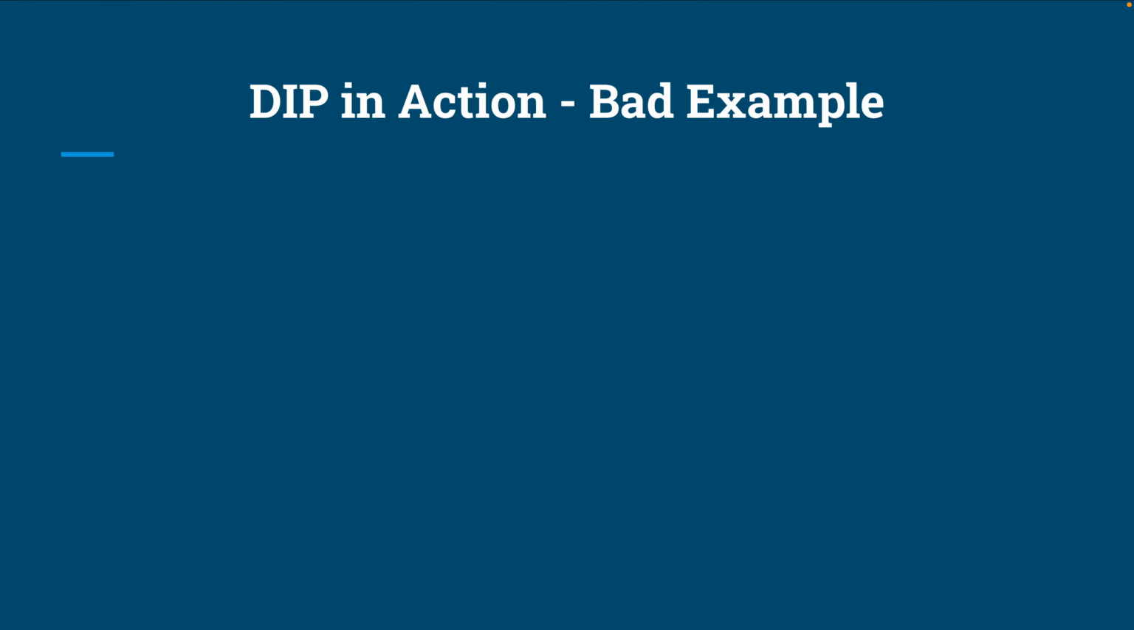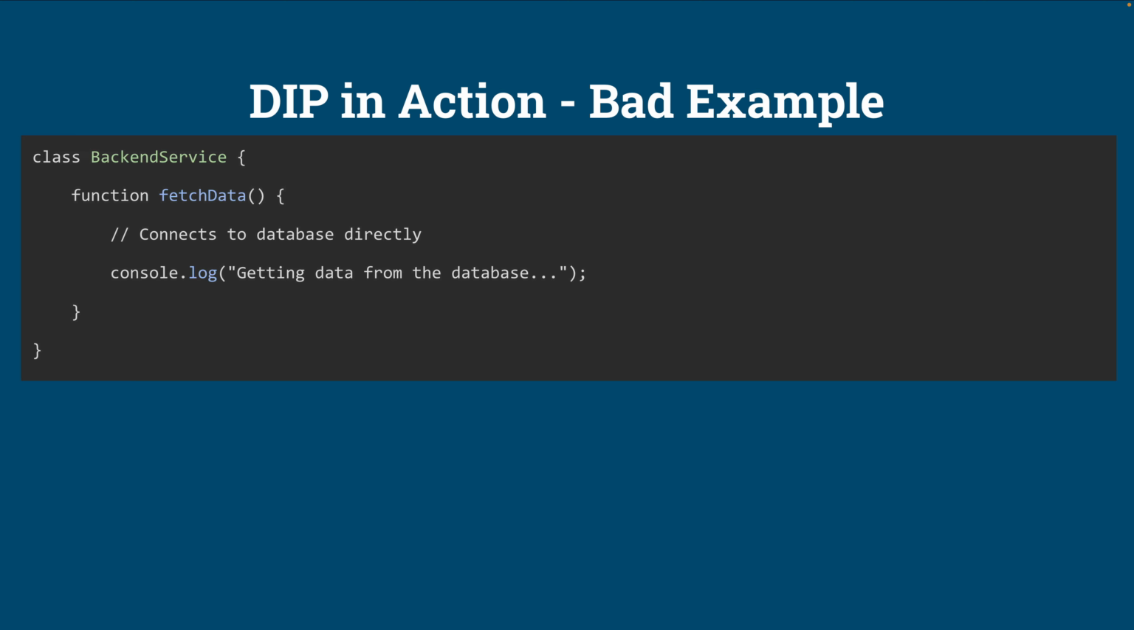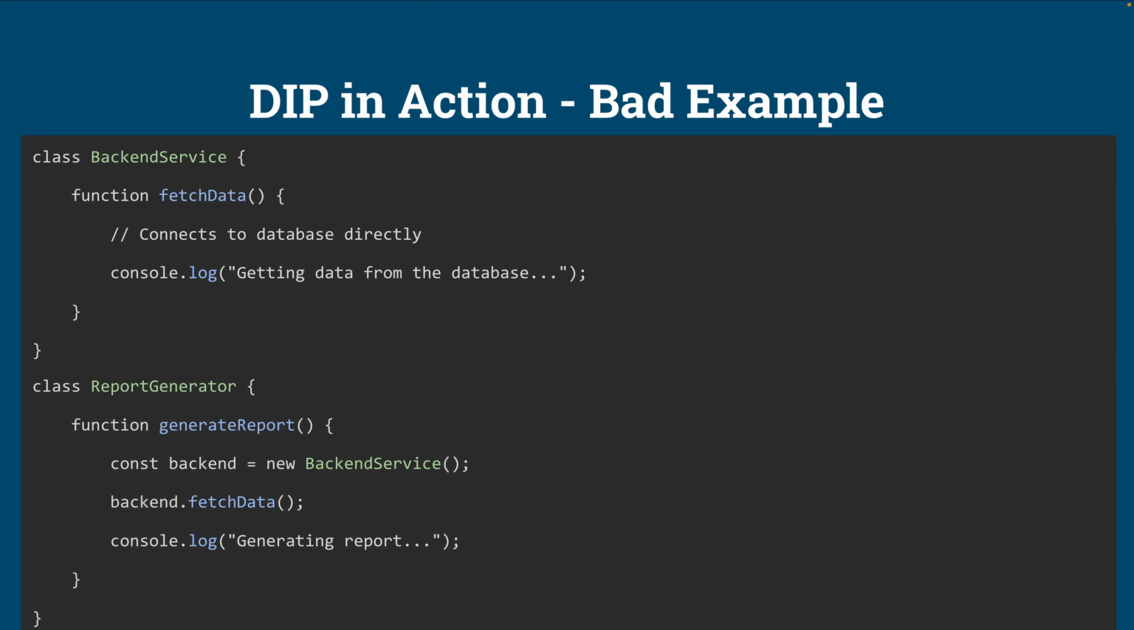Let's take a look at what happens when we don't follow the dependency inversion principle. Here we've got two classes. First, backend service. It fetches data from a database. Second, report generator. It creates reports using that data. So, what's the problem? Well, report generator directly creates and uses backend service. It's tightly coupled to that specific implementation.